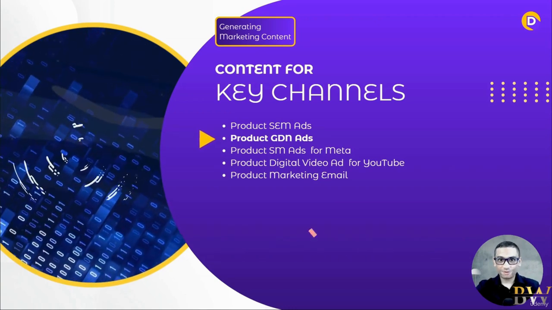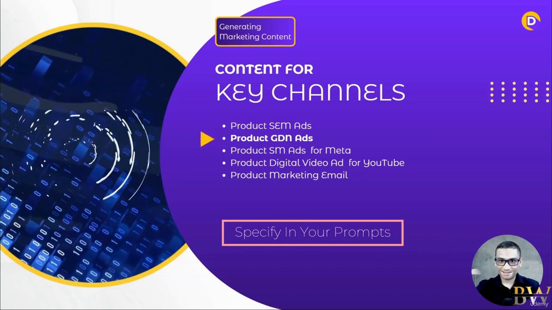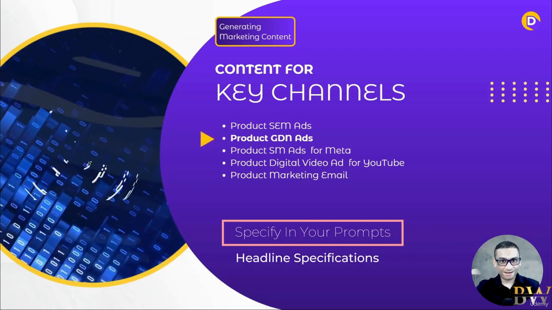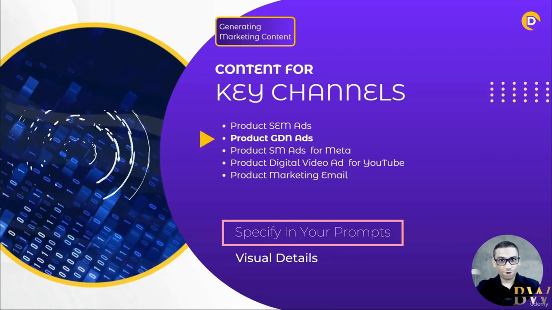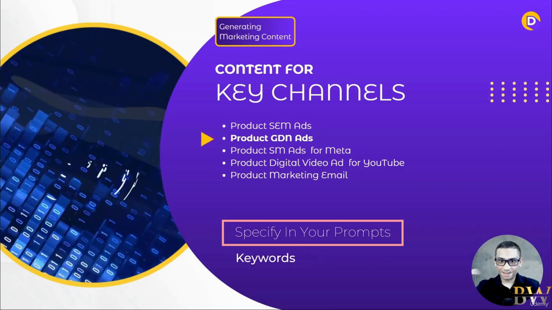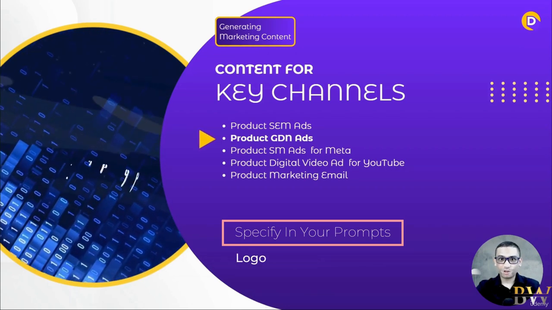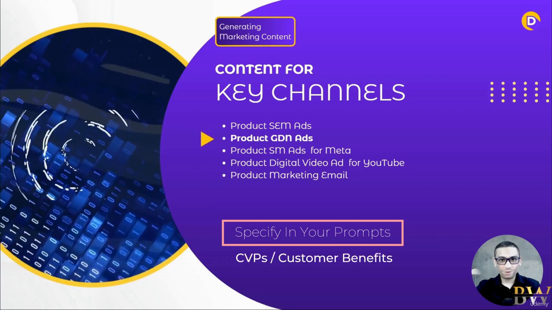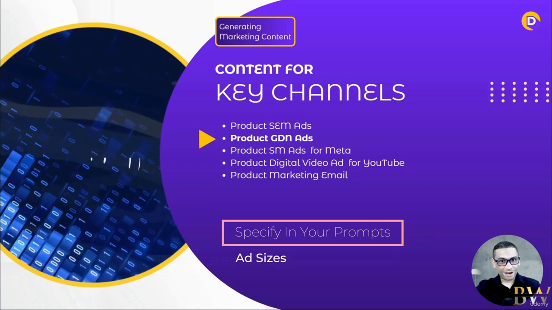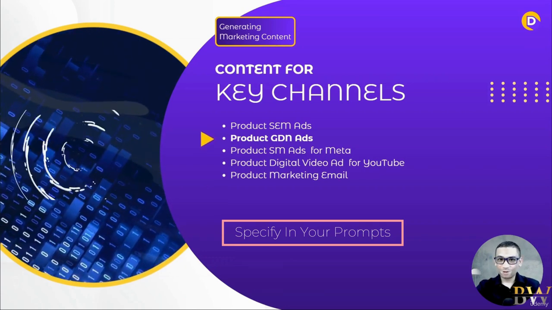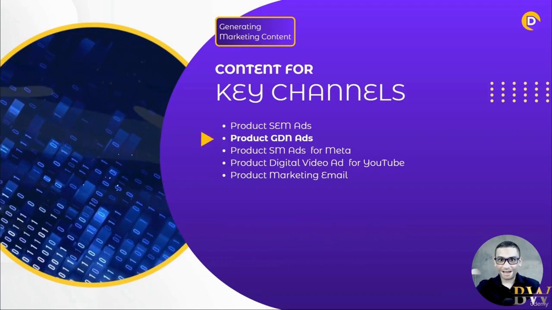You'll want to consider a few things while developing display ads. Some of these include your headline, subheadline, the image or graphic to be used, contextual keywords, your CTA, branding elements like your logo, your colors, a CVP which could be in the headline, and your ad sizes. Now, let's look at a prompt to generate content for the ad.